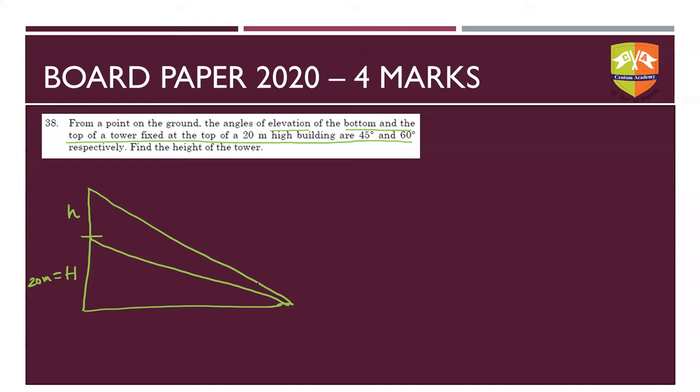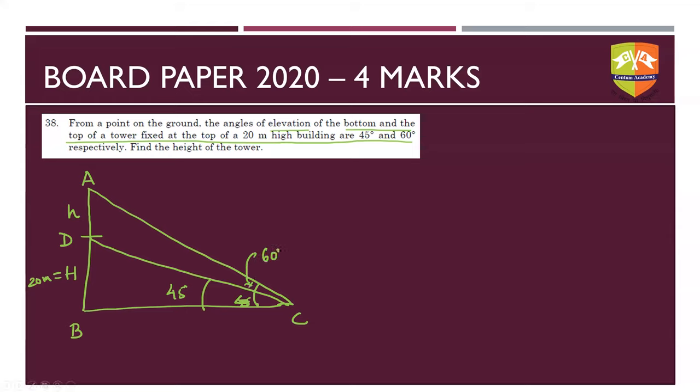The building, angles are 45. So let me name them A, B, C, D. And this is 45 and this is 30. No, sorry, this is 60. My bad. This one is 60 and this is 45. So again, the moment you see 45, mouth watering. Why?